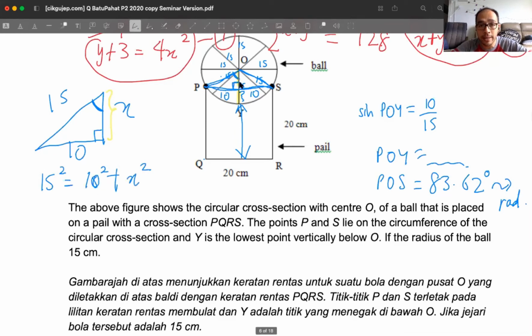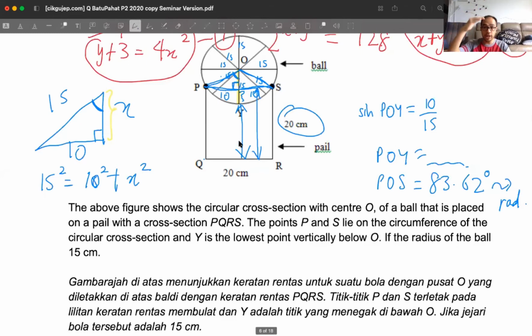So I can find this. Once I find this, how do I find this? 15 minus whatever this length of x is. Then I'll get this small tiny section over here. And since I know that from here until here, all the way is 20 cm, I know how long this is.